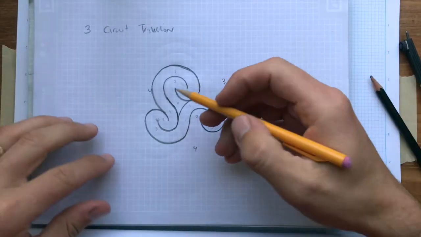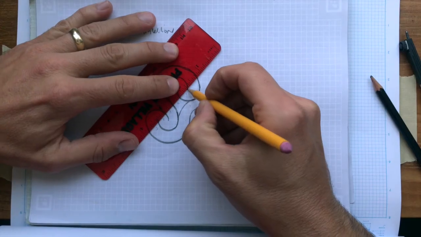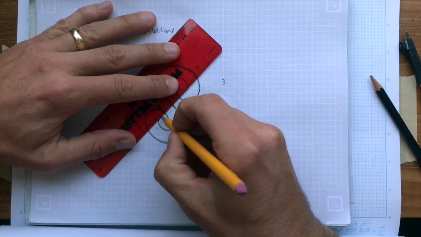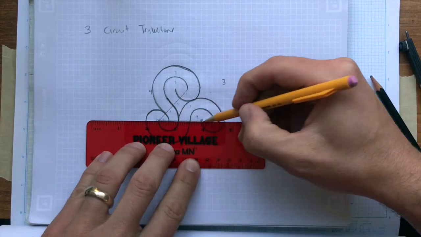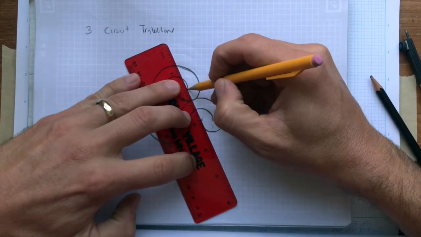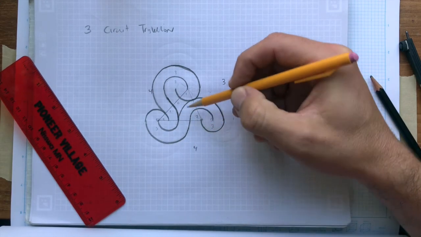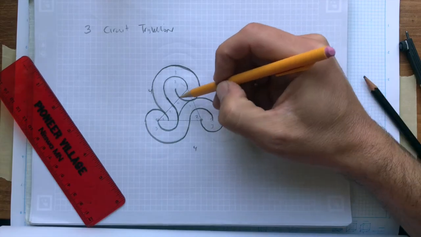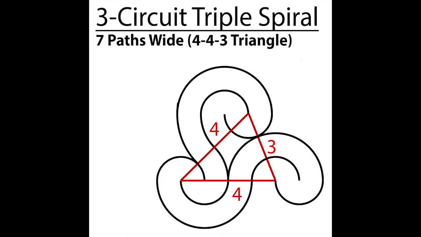So now you can see that this little baby triskelion has a triangle in it that is 4 path widths across the bottom, 1, 2, 3, 4, 3 path widths on this side, and 4 on this side. So it's 4, 4, 3.